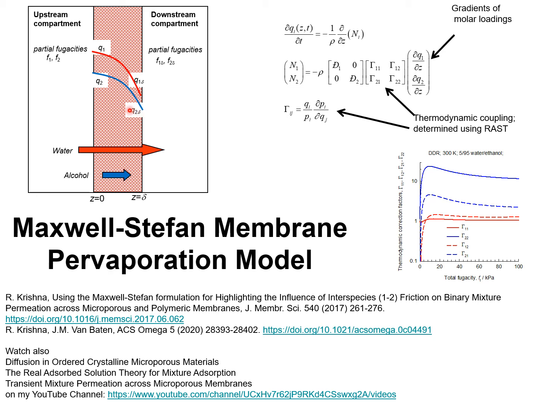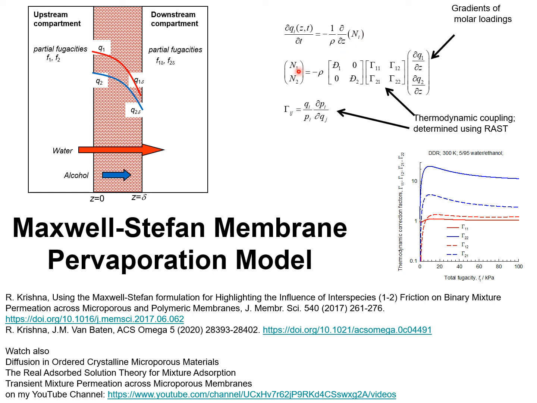The expression for the transient development of the component loadings of water and alcohol across the membrane are described by this partial differential equation, where Qi is the component loading of species i at any position Z and at time t in the membrane. Ni is the transmembrane permeation flux, and Z is the distance along the membrane from the upstream face to the downstream face. Rho is the framework density of the membrane layer.